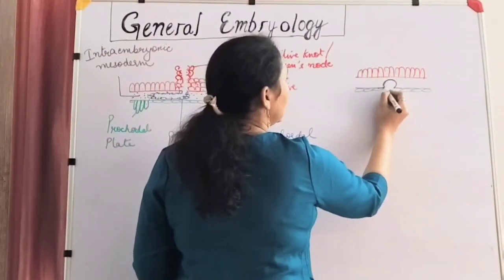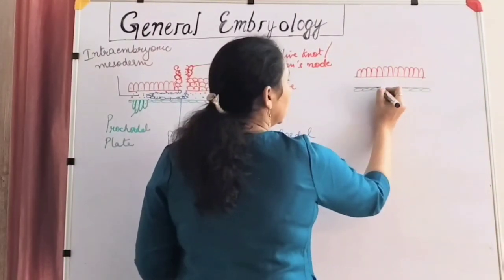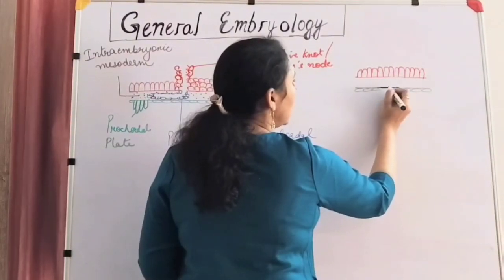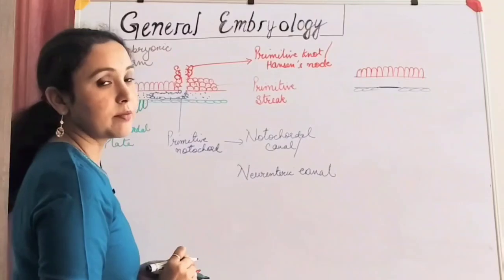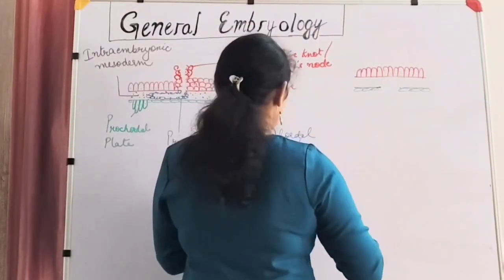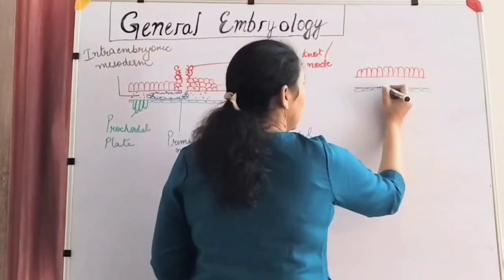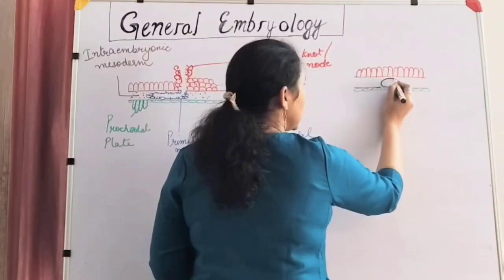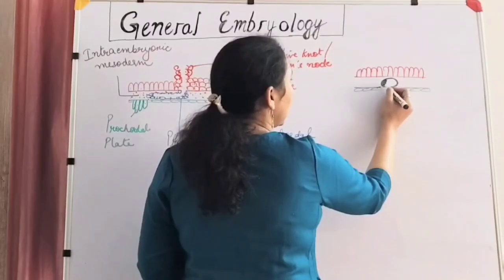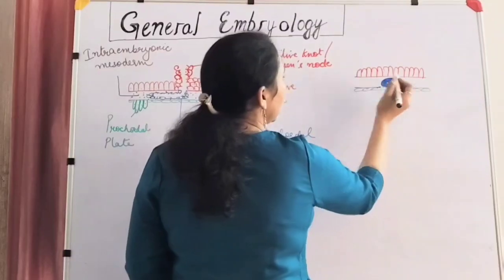Again the cells here will flatten down and there will be formation of a notochordal plate. So this is the formation of the notochordal plate. In the next step, again the endoderm will be there and there will be formation of a circular notochord, but still it is hollow. In the next step, the cells will multiply and make it a solid notochord. Now this is known as the definitive notochord.